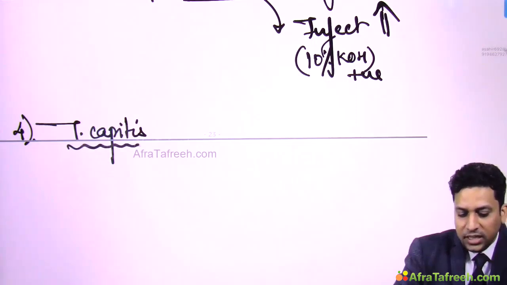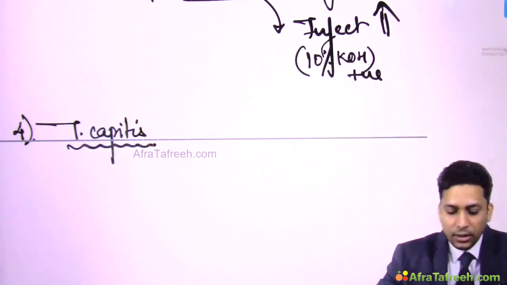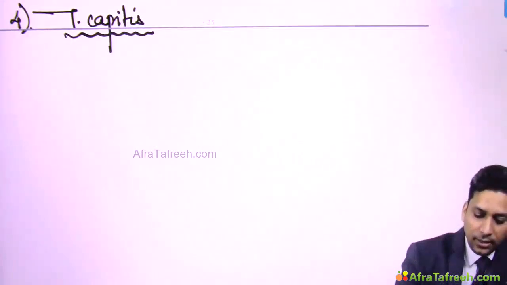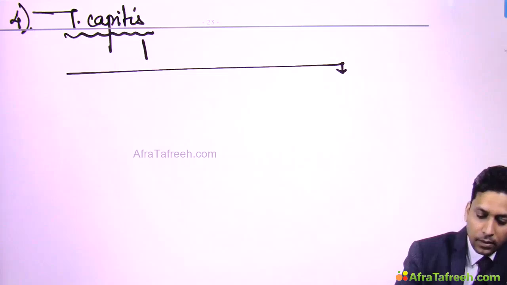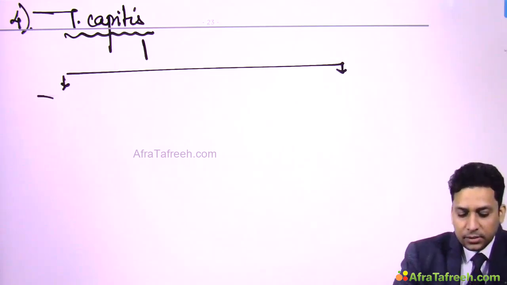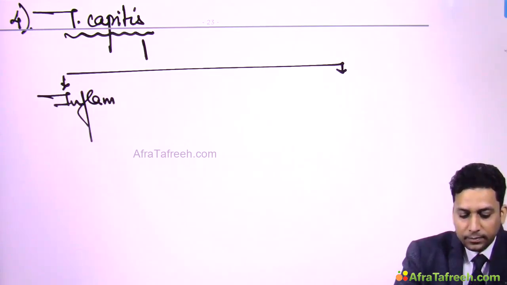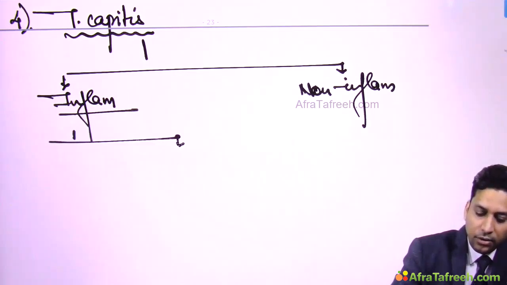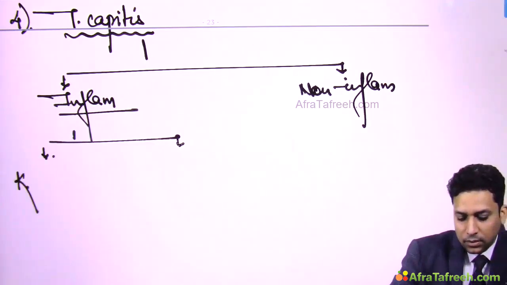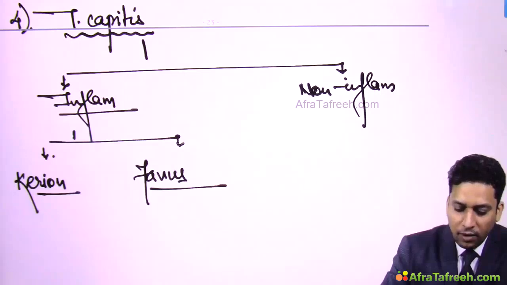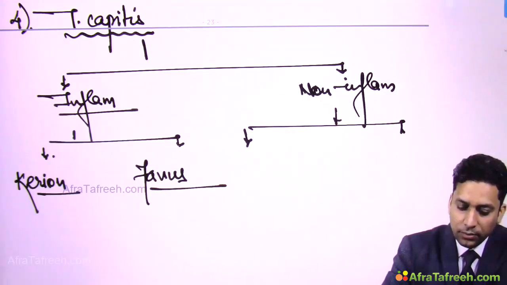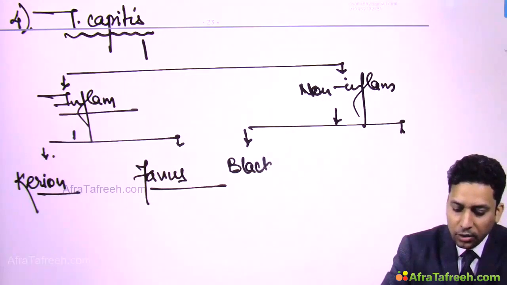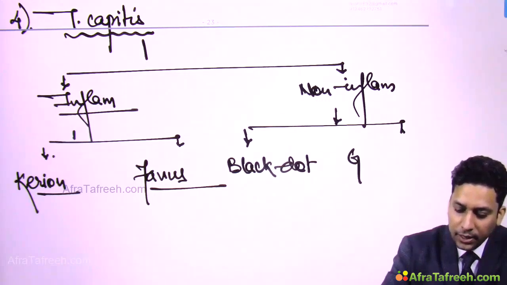Now, among various tinea infections, tinea capitis is very important, so we are going to discuss this in detail. It can be of two types, inflammatory and non-inflammatory. Inflammatory is further divided into two, carrion and favus, while non-inflammatory is also divided into two, black dot and grey patch.